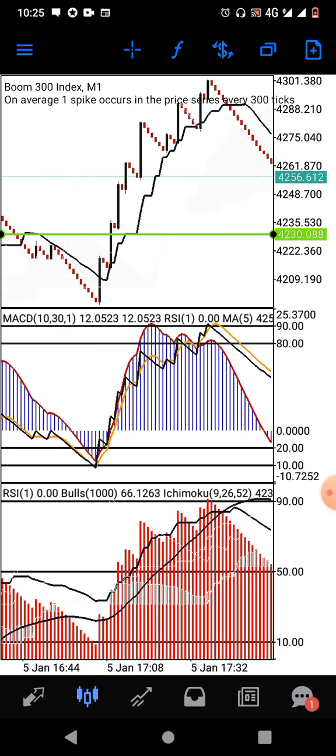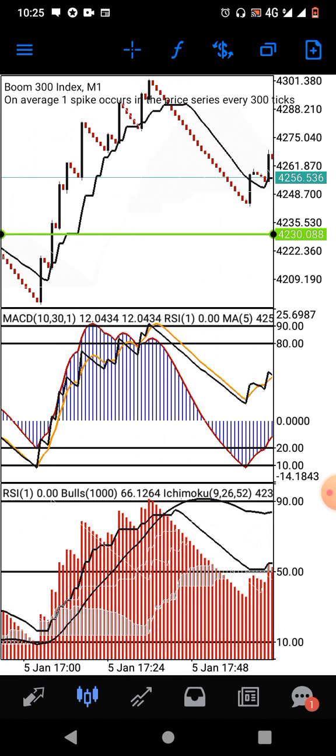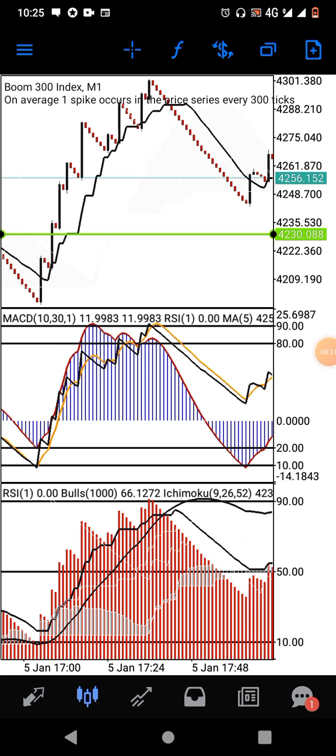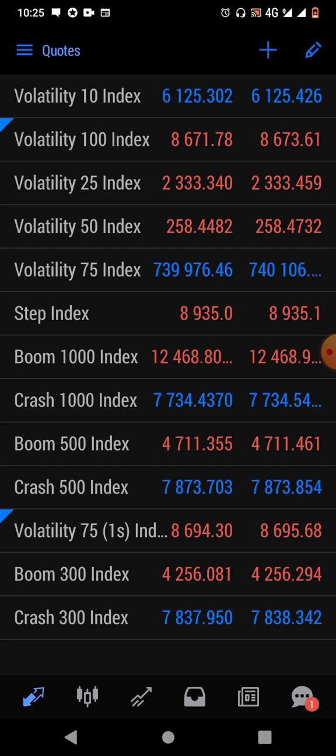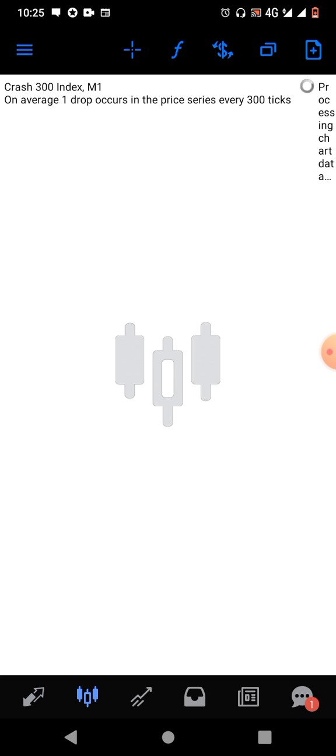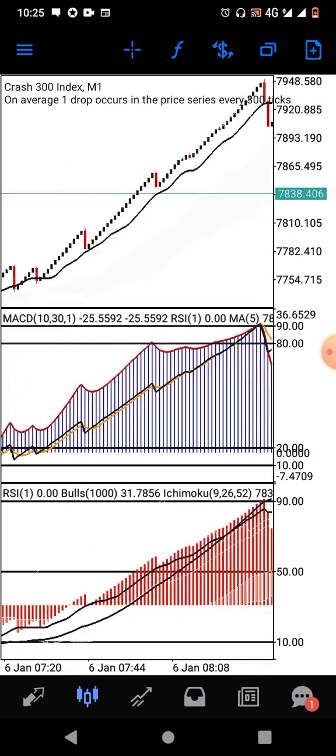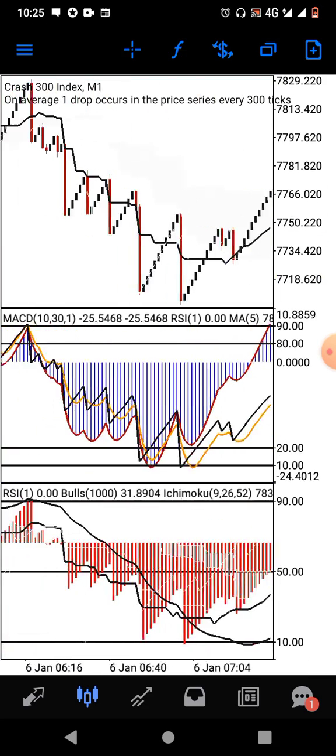It works perfectly well for boom and crash, but you have to take your time to backtest it. One thing with every strategy is you cannot win always, but you have to try as much as possible to maximize your wins and minimize your losses. So right now I'm just going to be looking at the C300.